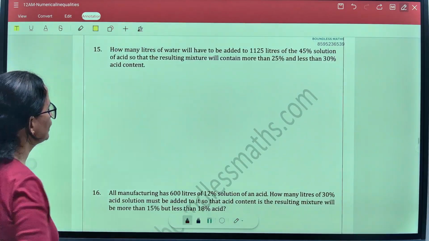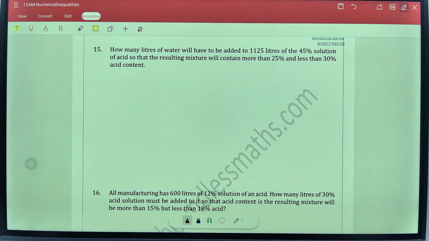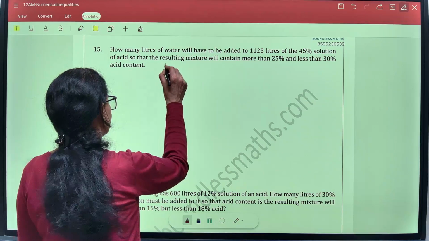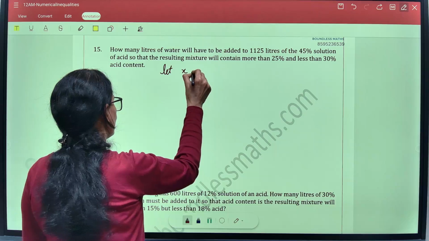Okay, next question. How many liters of water will have to be added to 1125 liters of a 45% solution of acid so that the resulting mixture will contain more than 25% and less than 30% of the acid content? Now let x liters of water to be added.